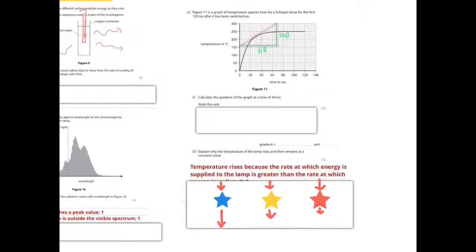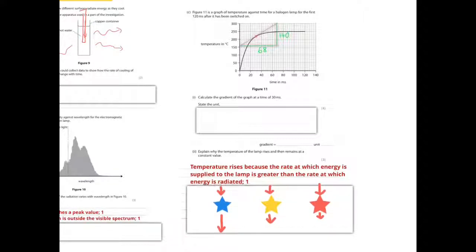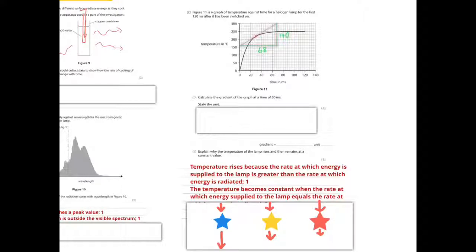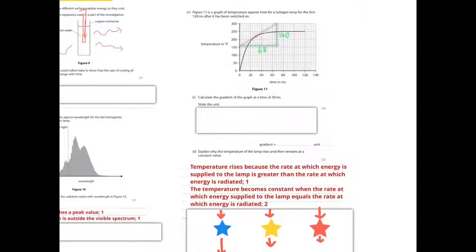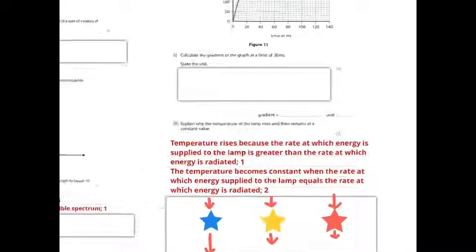Now we have to write it. So temperature rises because the rate at which energy is supplied to the lamp is greater than the rate at which energy is radiated or emitted. The temperature becomes constant when the rate at which the energy is supplied to the lamp equals the rate at which the energy is radiated. So it's quite a lot to write there in a short space, and you could probably say it with less, but at least you can understand it clearly.